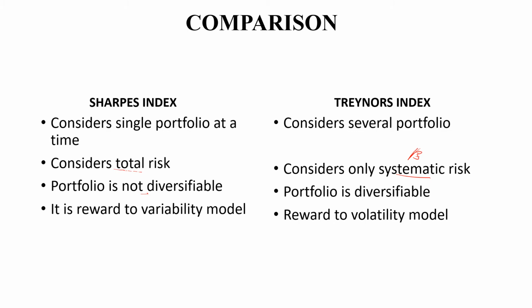So the portfolio is diversifiable. Then it is a reward to variability model. It is a reward to volatility model. So what are we saying? As I told you earlier, what is reward? That is actually the return on portfolio minus the risk-free return. So it is a reward to variability. This is the total variability. Here it is the reward, arriving at it from the formula, reward to the beta value, that is the volatility. When you say volatility, it means how the particular security is performing in relation to the market.